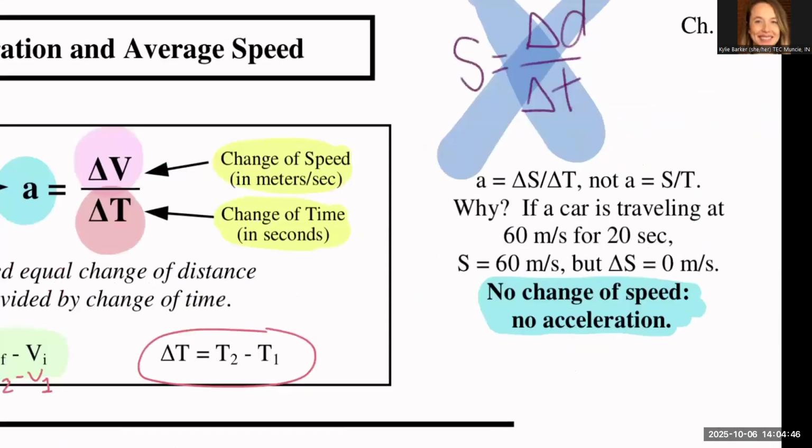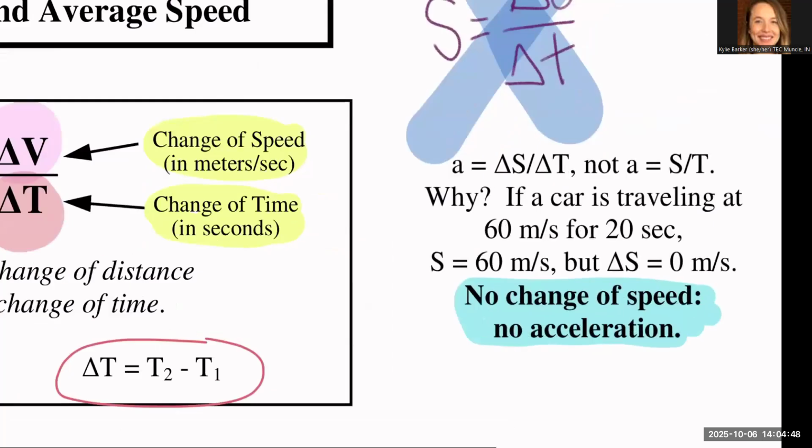And then over here, they say A is most accurately represented as change in speed divided by change in time, not just speed divided by time, because if a car was traveling at 60 meters per second for 20 seconds, speed would be 60, but change in speed would be 0. So we need to know the change in speed. We need to know the starting speed and the ending speed. Usually those are given as 2 numbers, like it'll literally tell you the starting speed and then the ending speed.